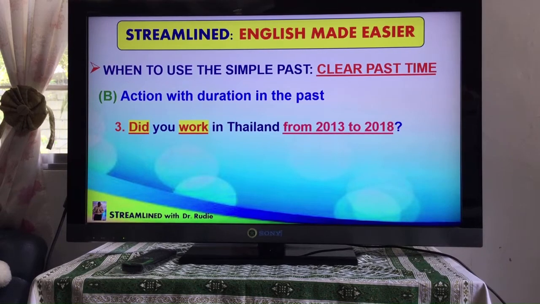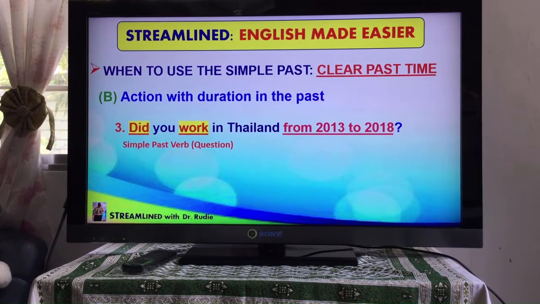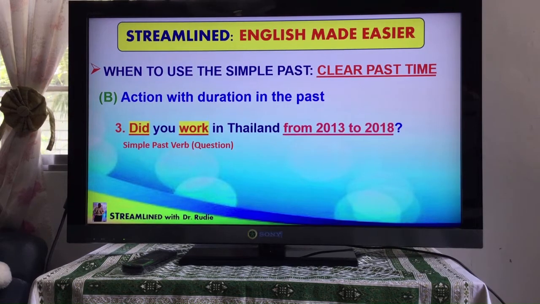Here's the third example. Did you work in Thailand from 2013 to 2018? The simple past verb in question form is did work. As you can see, the helping verb did is followed by the verb work in the present simple. And the duration of time is 5 years, from 2013 to 2018, already completed in the past.